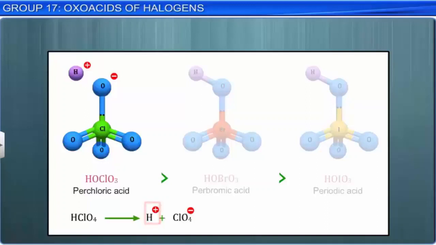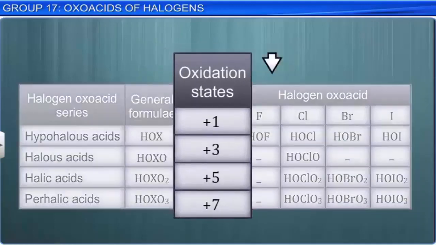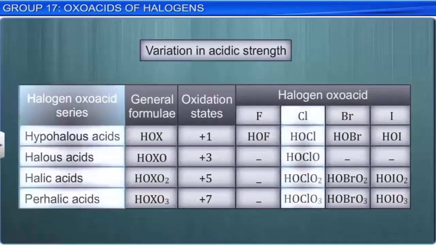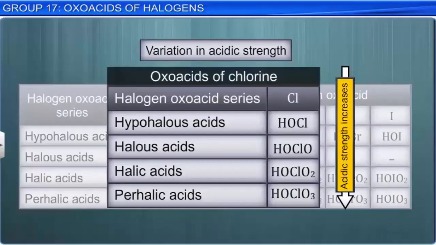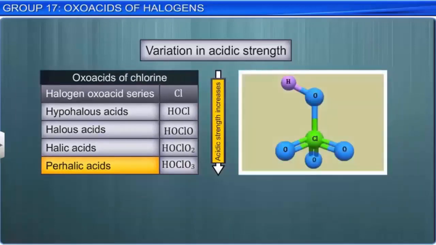Let us now see how the acidic strength varies for the oxoacids having the same central halogen atom. The acidic strength of an oxoacid increases with an increase in the oxidation number of the halogen. For example, among the 4 oxoacids of chlorine, the acidic strength increases markedly from hypochlorous acid to perchloric acid. Hence, we can conclude that perchloric acid is the strongest acid among all the oxoacids of halogens.